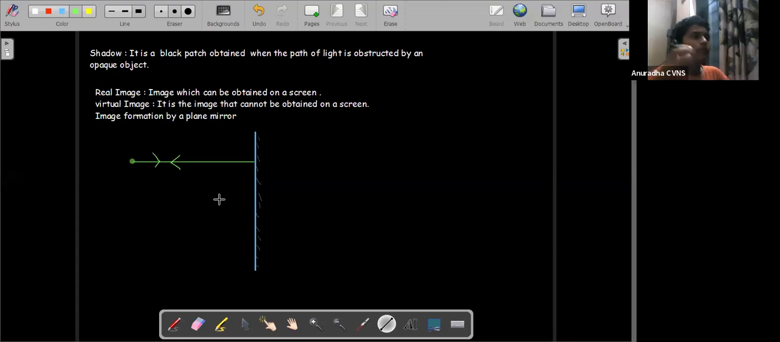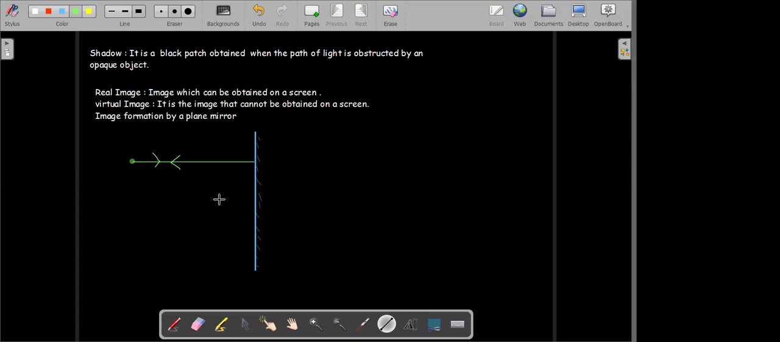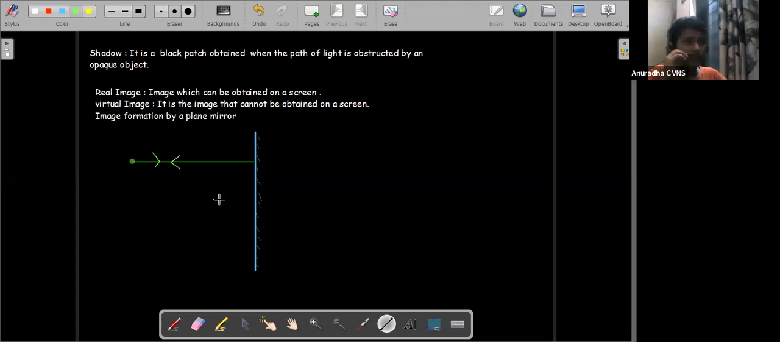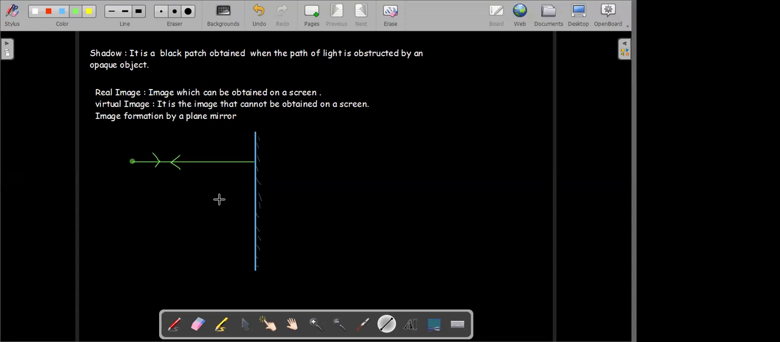Why is it reflecting back straight, sir? Like how can it reflect? Because when it strikes a mirror, the mirror will reflect it back. Reflection occurs from shiny polished surfaces. When light falls on a shiny polished surface, it bounces back in the same direction, right? So this phenomenon is called reflection of light. This is a natural phenomenon which occurs when a ray of light falls on a mirror.